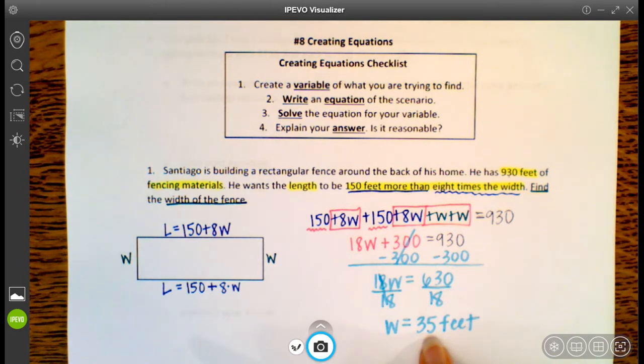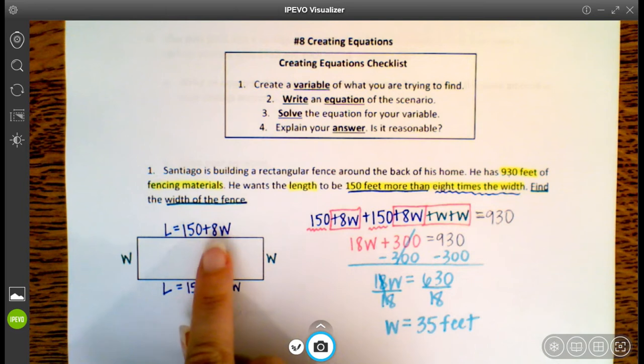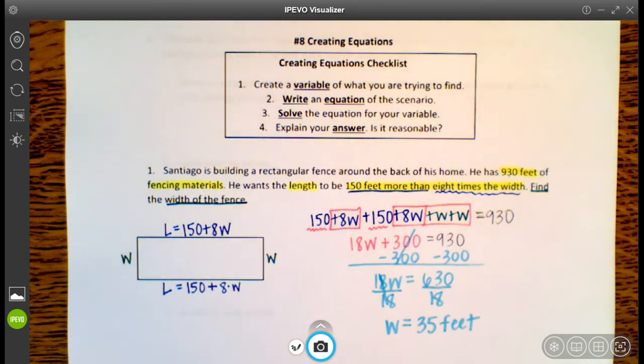Now what if I had asked you what the length was in this question? Well, if I asked you what the length was, you would have taken your W that you know is 35, and you would have substituted it next to the 8. So you would have taken 150 plus 8 times 35, and that would have revealed the length of your rectangle.